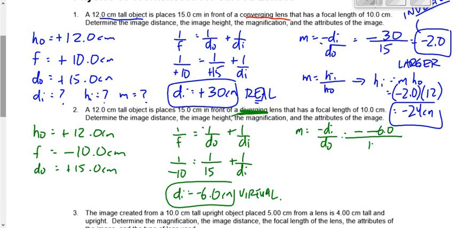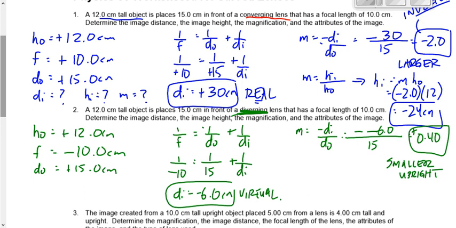DO is 15. I think that gives me 0.40. 0.4 tells me that the image is smaller, yes, because it's only 40% the height that it was. And the positive M tells me that the image is right side up. Remember, HI, HO, and M refer to right side up or upside down. F, DO, and DI refer to real or virtual. So we're going to say this is smaller, and that it's upright.